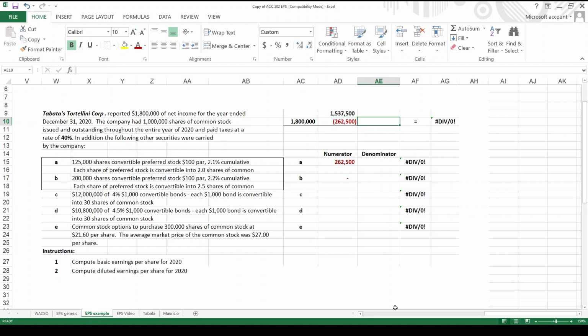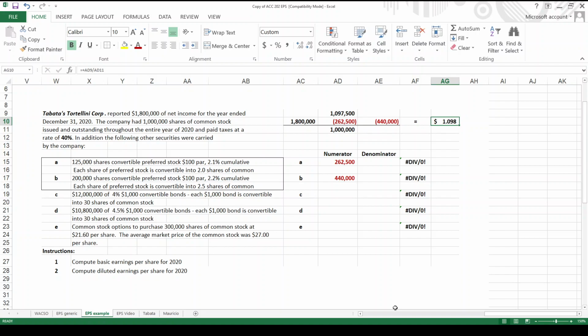Make the same calculation for letter B, which is some more preferred stock. So let's take the 200,000 and multiply times what? It says 2.2%, so let's go with $2.20. That's 2.2% of $100 par. Bingo, 440. Okay. Divide by the weighted average common shares outstanding, which is given at 1 million shares. And we get just under $1.10 per share.